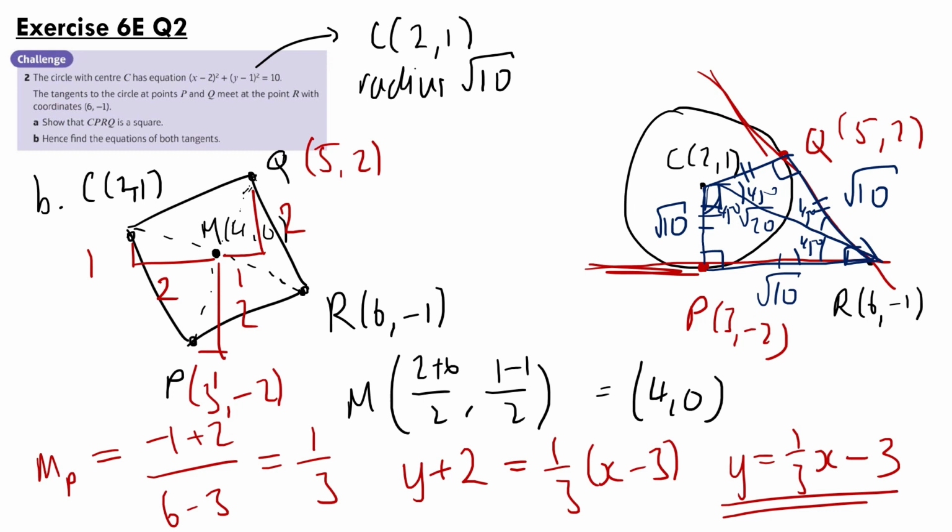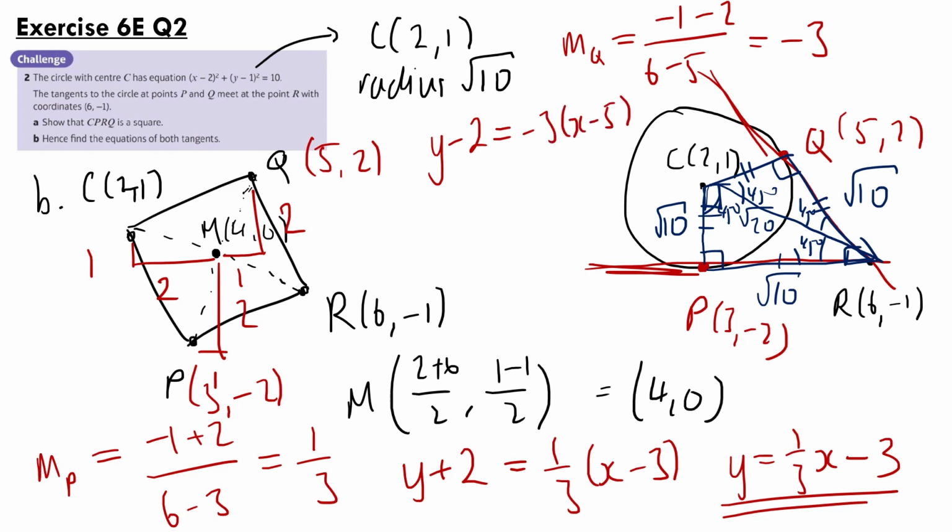Now for the tangent at Q, the gradient is going to be (−1 − 2) over (6 − 5), or −3 over 1, so −3. And so the equation is going to be y − y1. Let's pick (5, 2) for this. So y − 2 is equal to the gradient times (x − x1). So we get y = −3x + 15 + 2. So y = −3x + 17. And those are our 2 equations of the tangents.